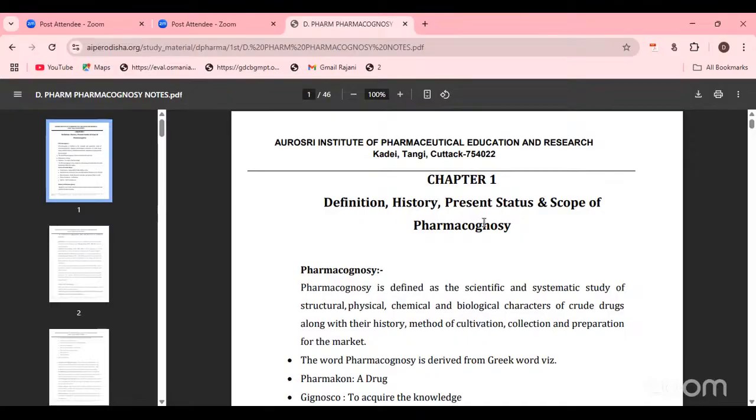The word pharmacognosy is derived from pharmakon, a drug, and gnosis, to acquire knowledge.